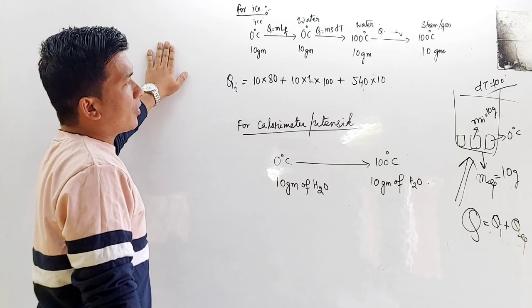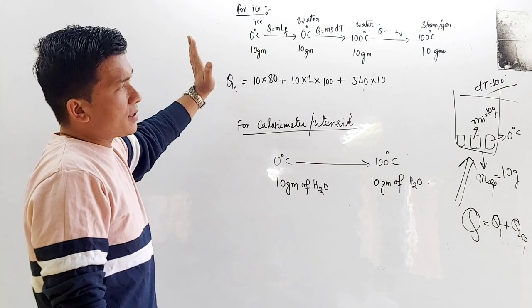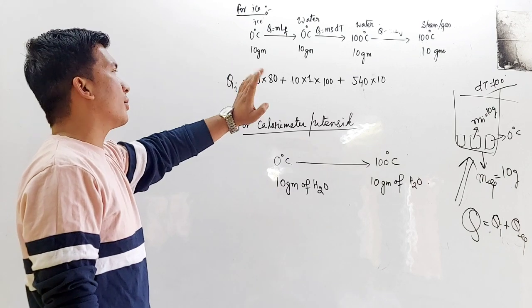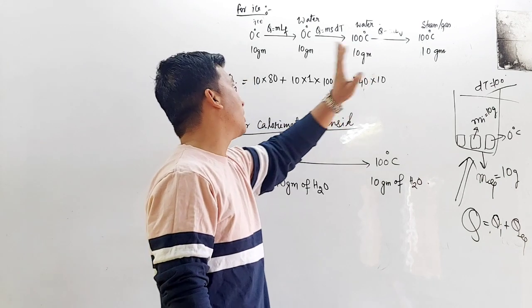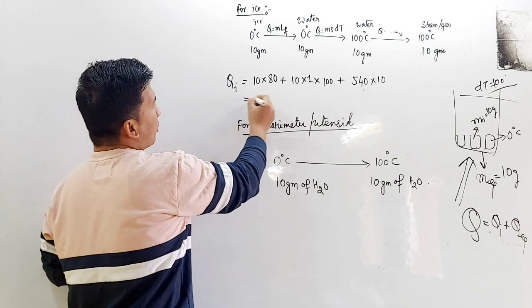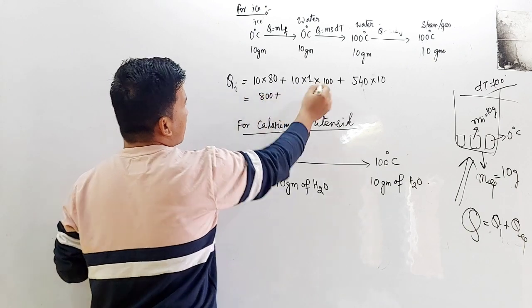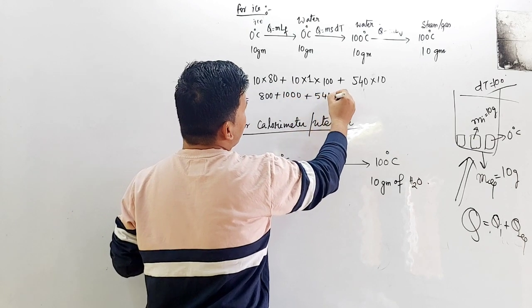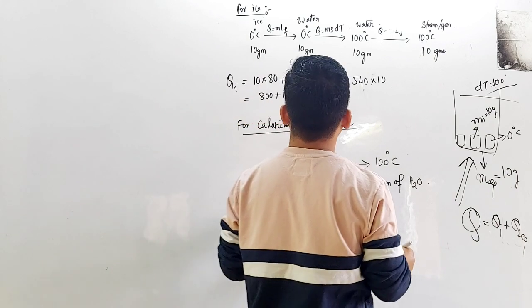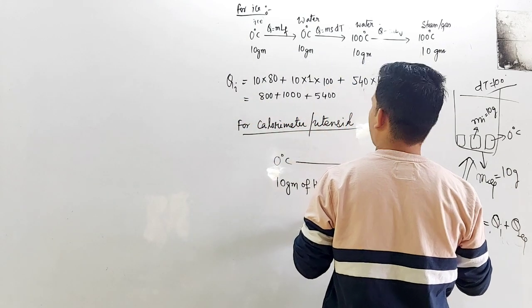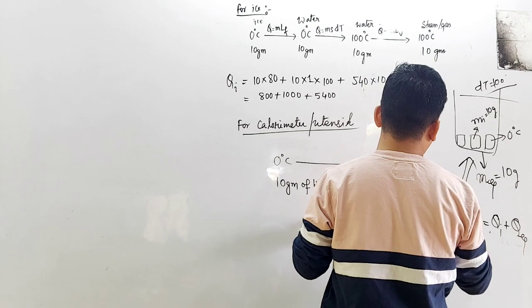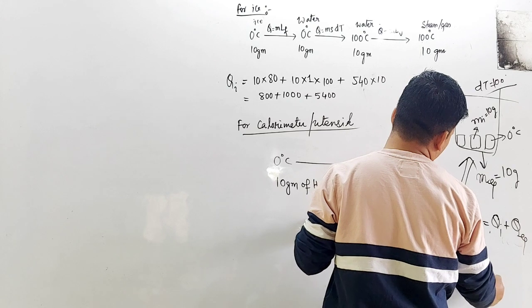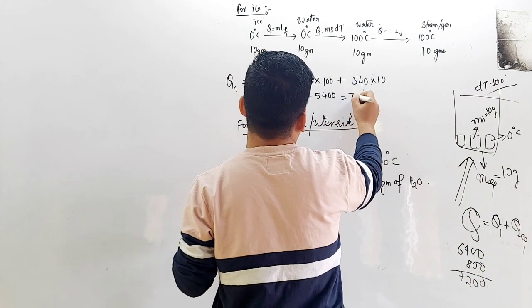What is the total heat required for the conversion of 10 gram of ice at 0 degree to 100 degree steam? We require this much heat. Now the value up to now is 500 plus 1000, then 5400, and the total comes to 7200. So this is 7200.